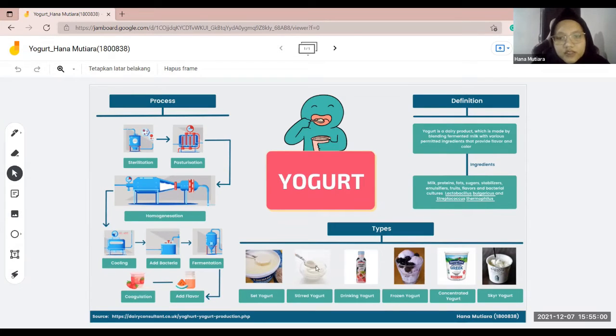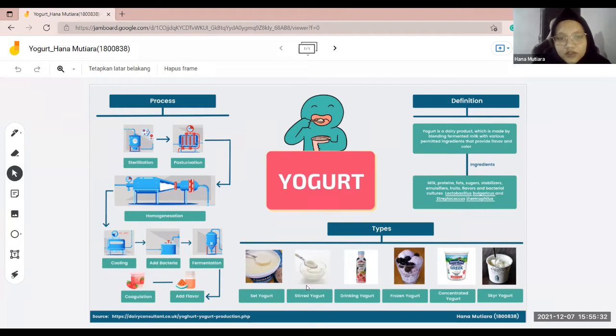Second, there is stirred yogurt. So what is stirred yogurt? This type of yogurt is similar to set yogurt because it goes through the incubation process, but in a different place. During the process, the final coagulum, which is the mass of coagulated matter in the coagulation, will be broken by stirring it before the cooling process.